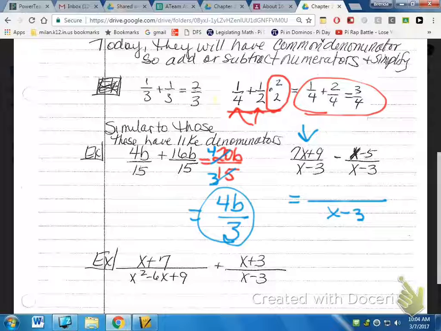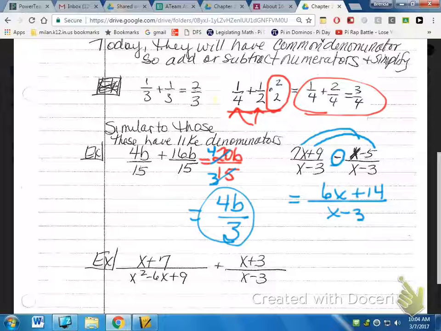Now, I can combine the numerators by combining like terms. Don't forget, there is a subtraction in the middle on this one. So what I would do is take 7x minus x. What would we have if we combine that? 6x. And then 9 minus negative 5. So plus 14. Okay, now, before you stop, you need to see if anything can be simplified.